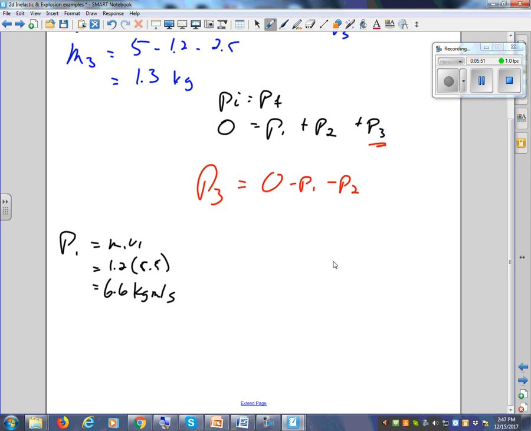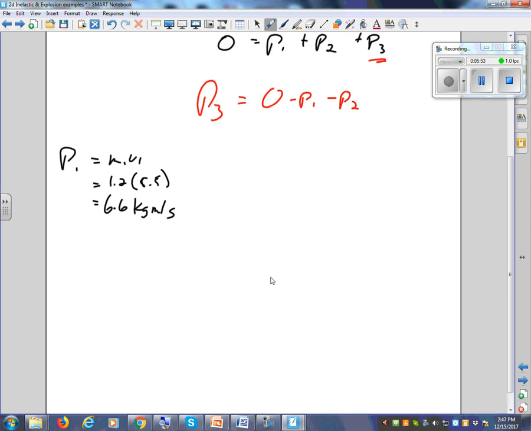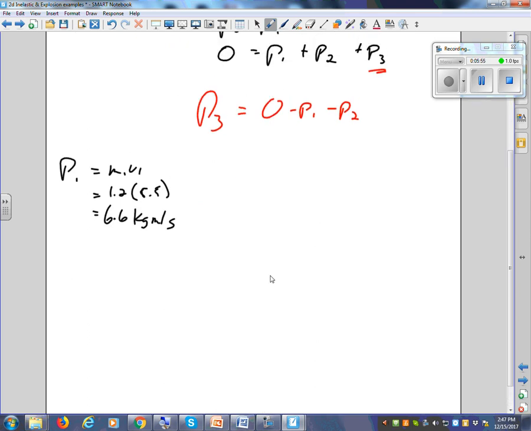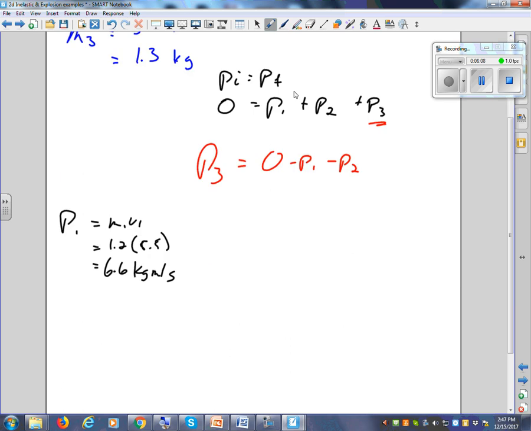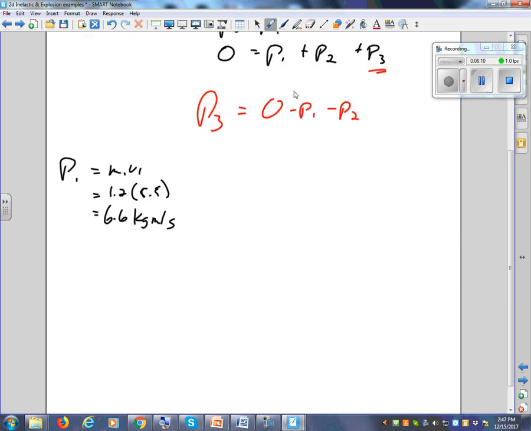Two past 3 for 1/3. We're dealing with piece 1, that's all, right? Yeah. So that's going to be 6.6 at 20 south of east. Remember doing that? South of east. East first and then south. 20 south of east, and this is going to be 6.6.